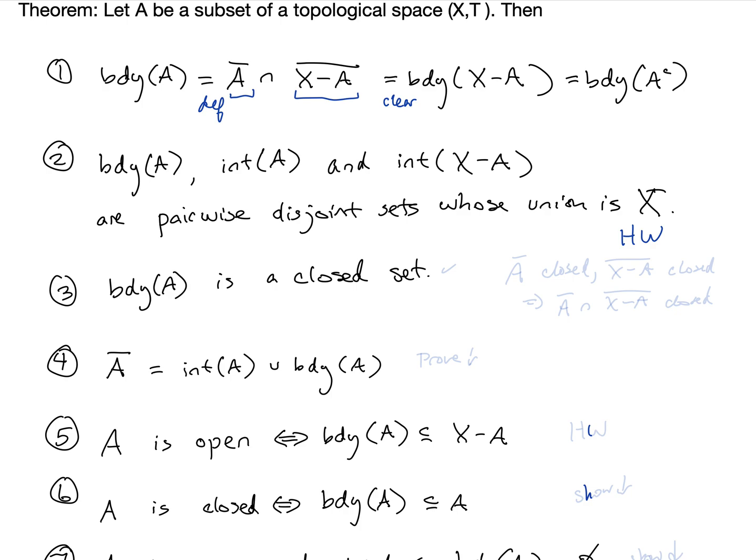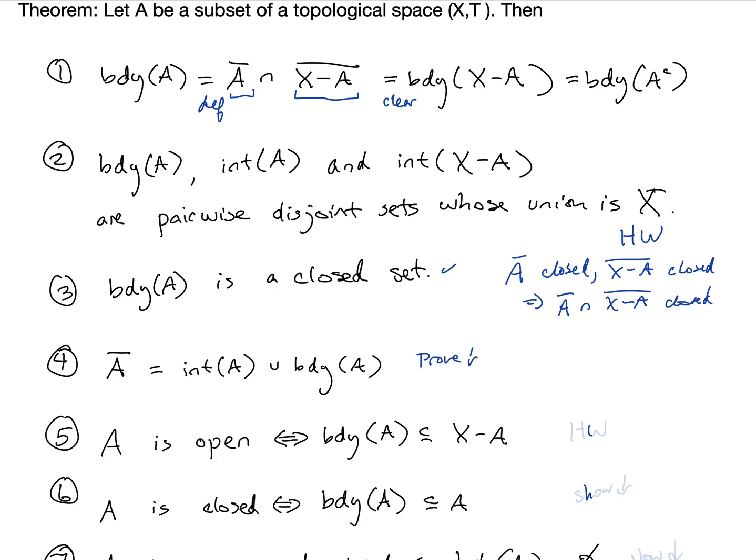Part 3, the boundary of A is a closed set. This is immediately obvious. We know that the closure of any set is a closed set. So A closure is closed, X minus A closure is closed, and an intersection of closed sets is closed. So this tells us that A closure intersected with X minus A closure is closed. So that's immediate. Part 4, A closure is the union of the interior of A together with the boundary of A. We will prove this one below.